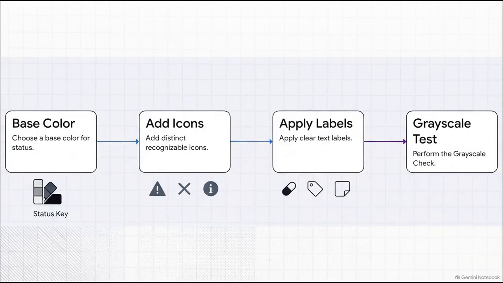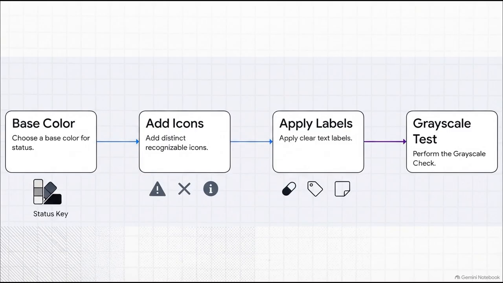So how do we solve this accessibility challenge? We use a systemic process called redundant encoding. All that means is we encode the most important information in more than one way. First, choose a base color for status. Second, add a distinct, recognizable icon, like a warning triangle. Third, apply clear, direct text labels so there's zero ambiguity. And finally, perform a grayscale check. By combining color with icons, patterns, position, or text, you guarantee that the meaning survives even if the color is removed entirely.